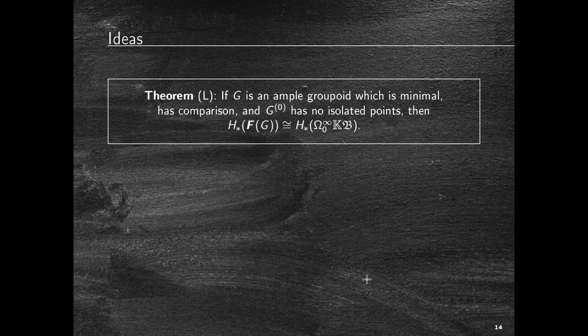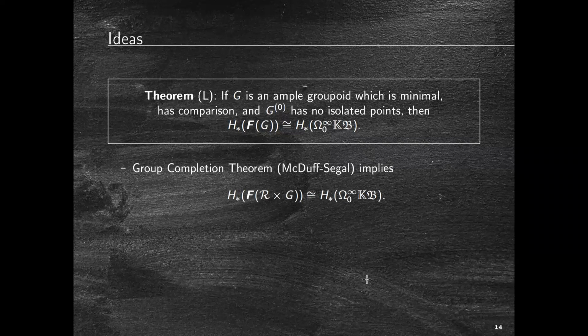Okay, and then for the second result, how do you get this connection to infinite loop spaces? This has two ingredients. One is a well-known one in algebraic K theory, and that's what's called the group completion theorem, first discovered, I think, by McDuff and Segal. That applies directly to our setting. And what it gives is not quite what we want, but close. It gives you that the homology of the full group, not of the groupoid itself, but of this amplified groupoid, is always the same as the homology of the infinite loop space.